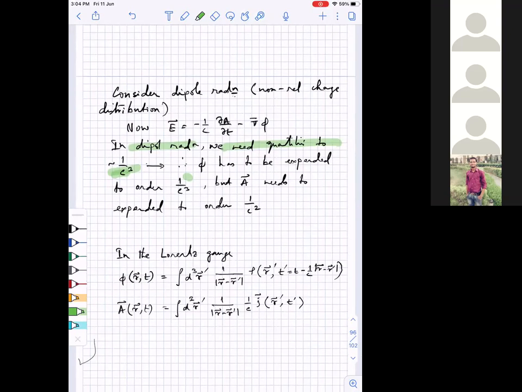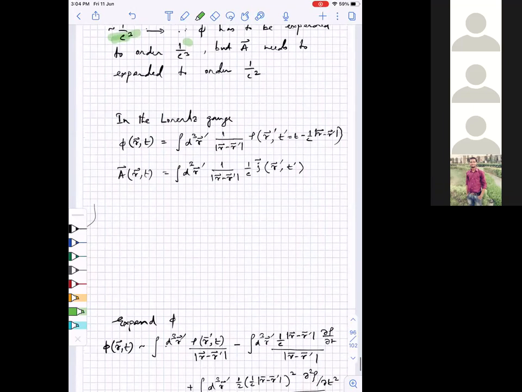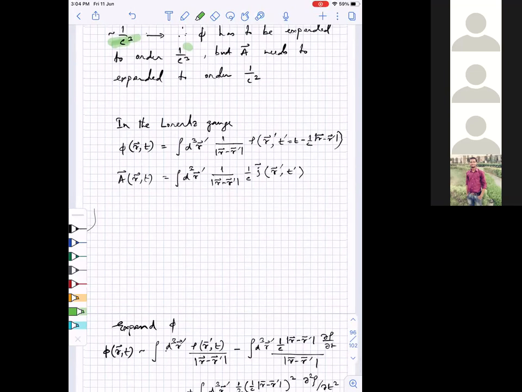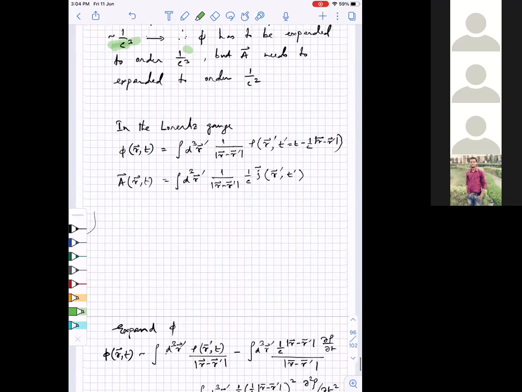So we have this Lorentz gauge phi and A, the retarded potentials, and we're going to expand them. So let us expand the phi. When I expand the phi, I have to expand the zero term, the 1 by c, the 1 by c squared, and 1 by c cubed. Zero term is basically rho by r, the distance r minus r prime. That's the zero term.